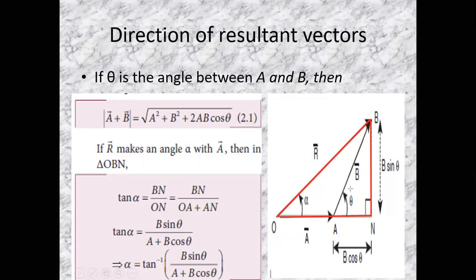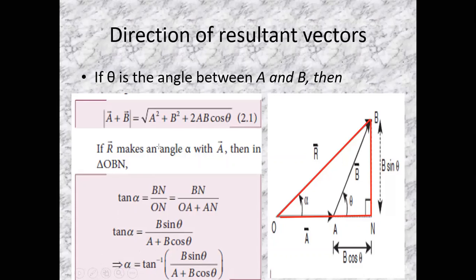We know BN is B sin theta. OA is A. AN is B cos theta. From the diagram itself, we can write so tan alpha is equal to B sin theta by A plus B cos theta. So what is alpha? The angle alpha is tan inverse. You have to bring the tan to this side, so it becomes tan inverse of B sin theta by A plus B cos theta. So this will give you the direction of the resultant vector.